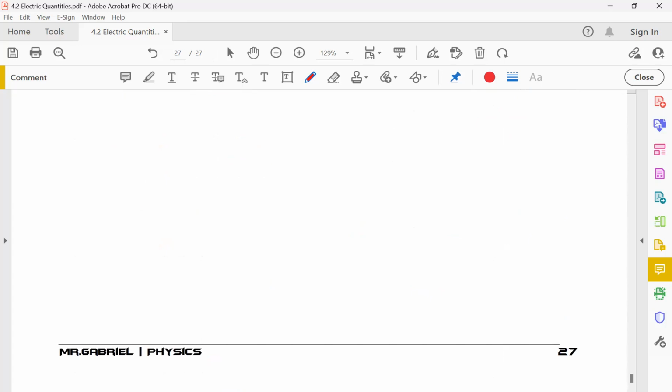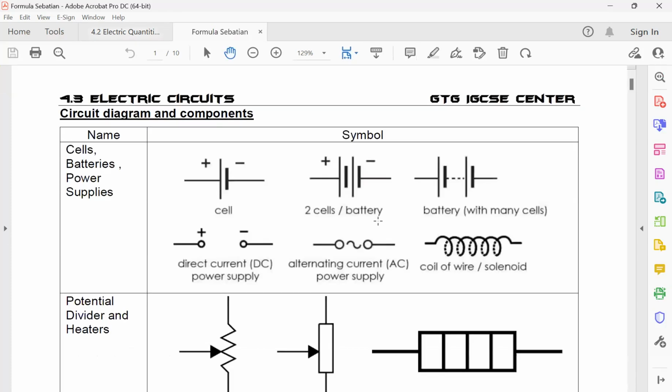Good. Now, looking that we have so much time, most likely we can do another chapter, which is going to be this chapter here.